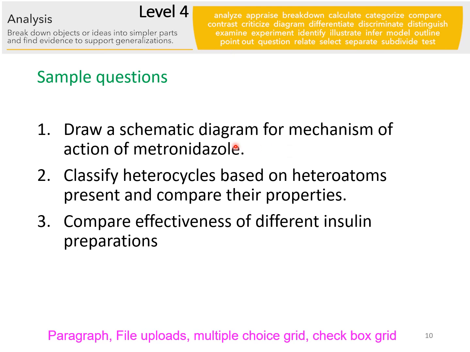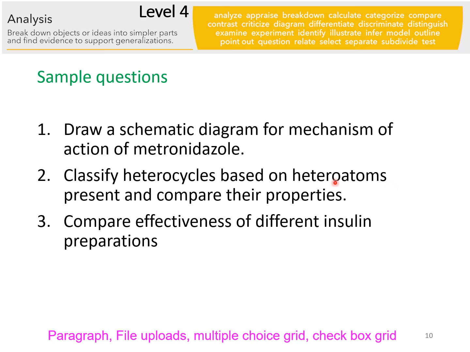Also, analyzing would also mean classifying heterocycles based upon the heteroatom present. Now they might have learned the classification based upon, say, 5-membered heterocycles, then 6-membered heterocycles, then 7-membered heterocycles. Now we are asking them, suppose there are 20 heterocycles, this group they can break it down in different ways to understand. So are they able to classify them based upon, say, nitrogen containing, oxygen containing, nitrogen and oxygen both containing, and then what effect they have on their properties?